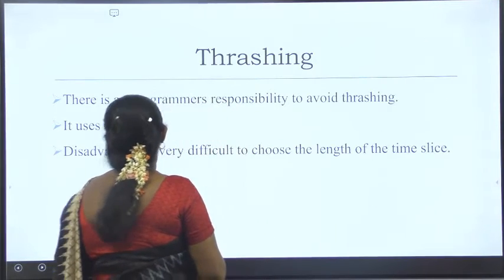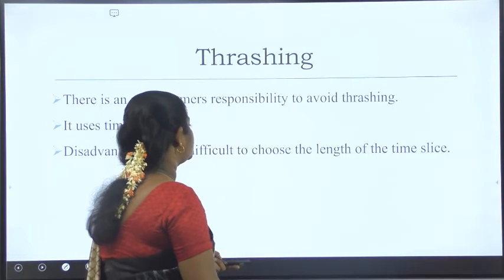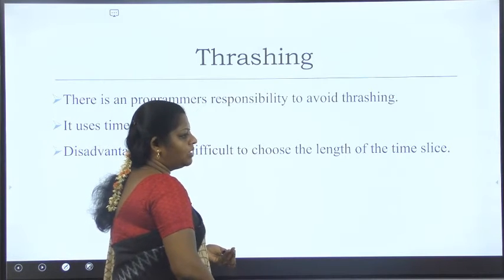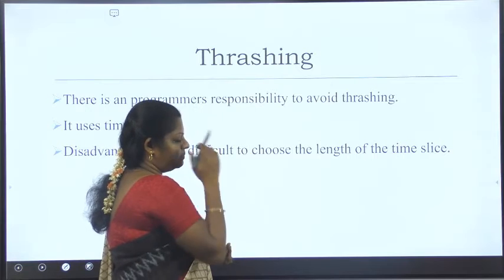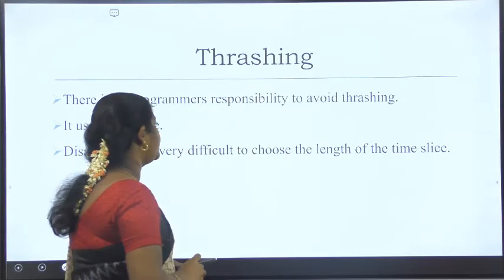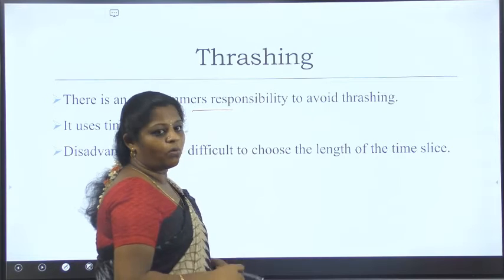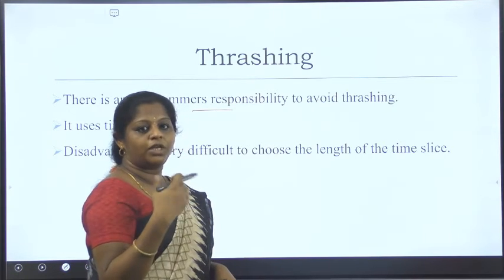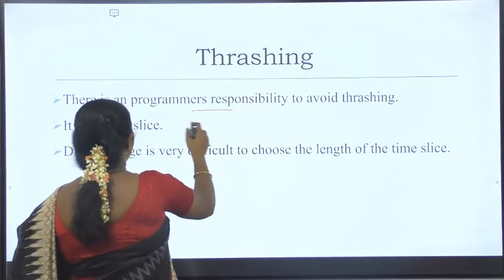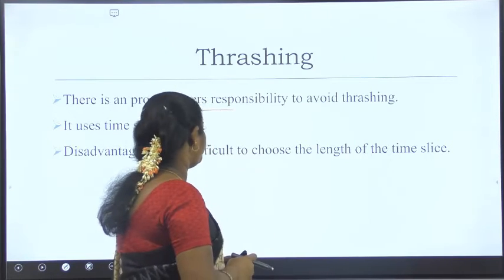Next one is thrashing. I already told you that thrashing occurs because of page faults only. So we should take care: it is always the programmer's responsibility to avoid thrashing. Avoiding thrashing means we need to avoid page faults while reading as well as writing. And here they use a time slice for avoiding this thrashing.